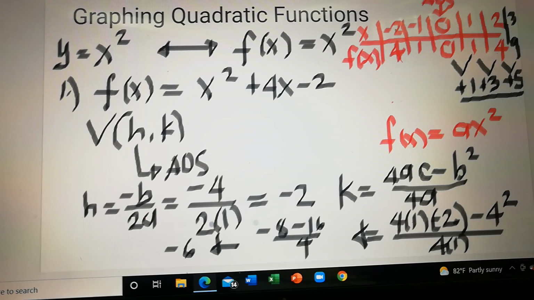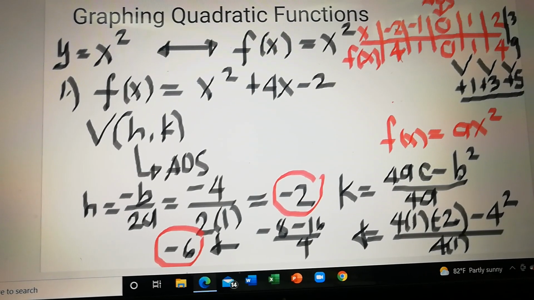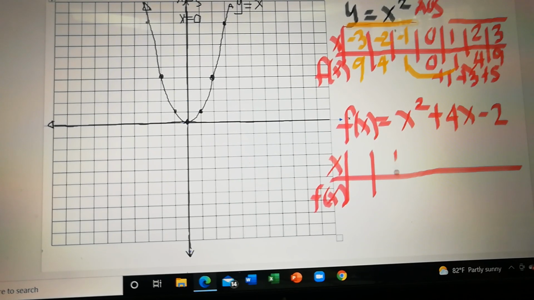Okay, so therefore your vertex is at negative 2 and negative 6. So your vertex is at negative 2 and negative 6. Okay, so that is your, this is our x, and then your f of x. Negative 2, negative 6. 1, 2, 3, vertex, negative 2, and then negative 6. 1, 2, 3. Okay. So what we did before for y equals x squared, we will do it here also.